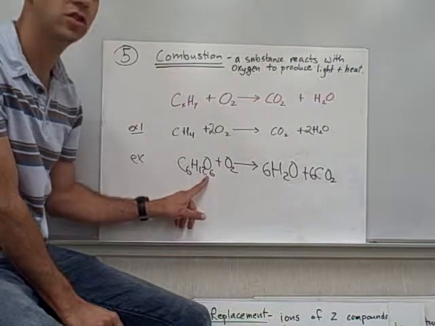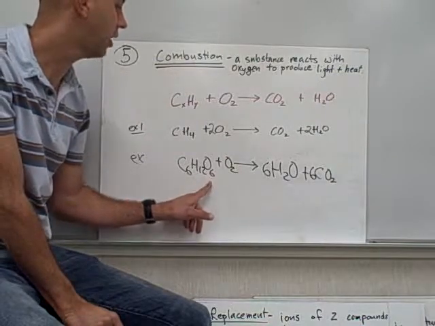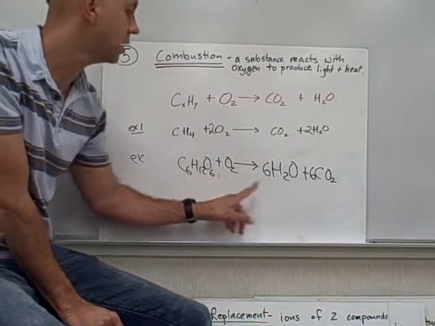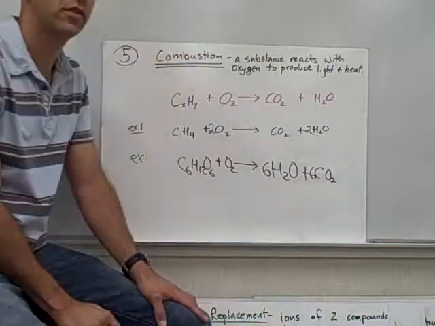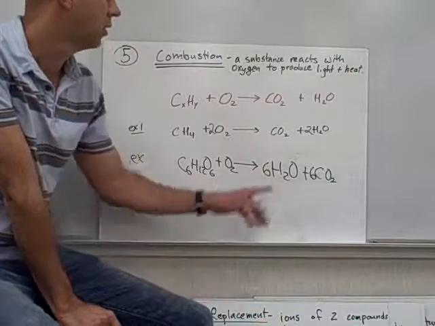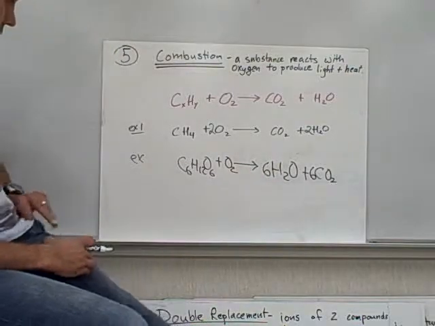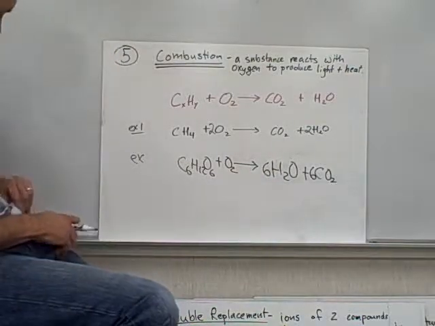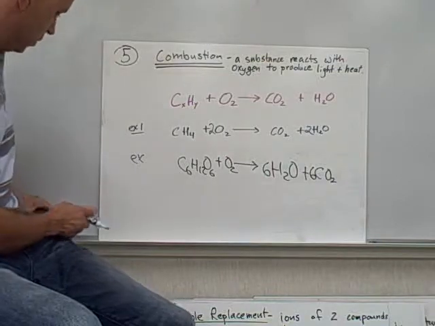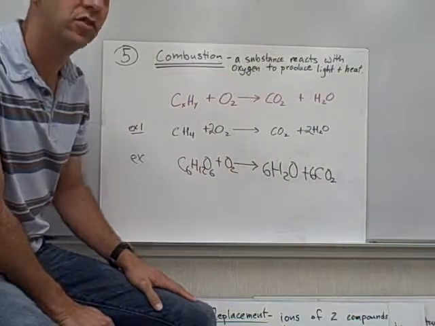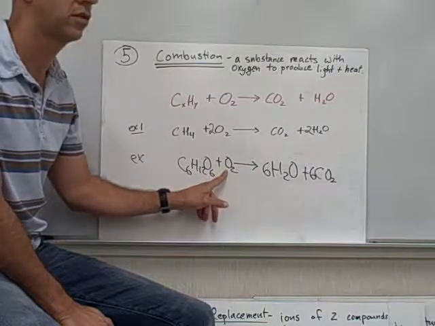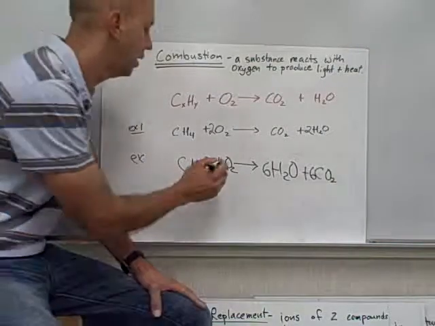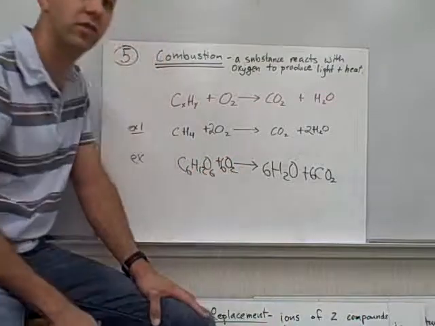Finally, how many oxygens do I have on this side? I've got 6 and 2, which is 8. On this side, I have 6 oxygens there and 12 oxygens there, so that's 18 oxygens on that side, okay? On this side, I've got 6 plus 2 times what equals 18. And so in this case, I'm going to put a 6 over there.